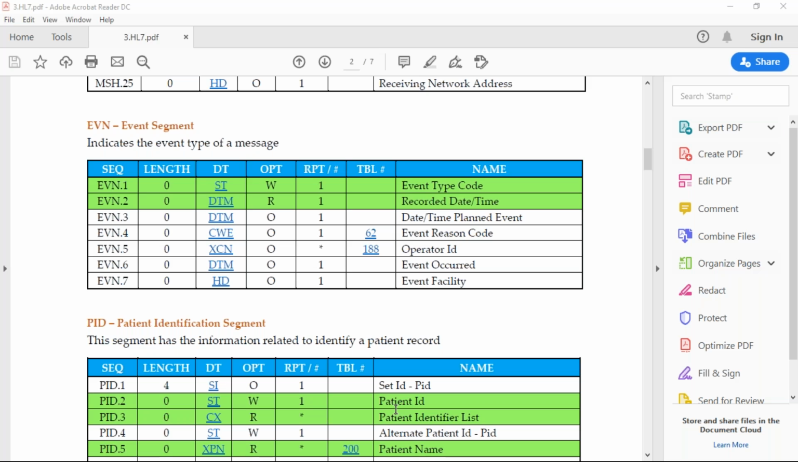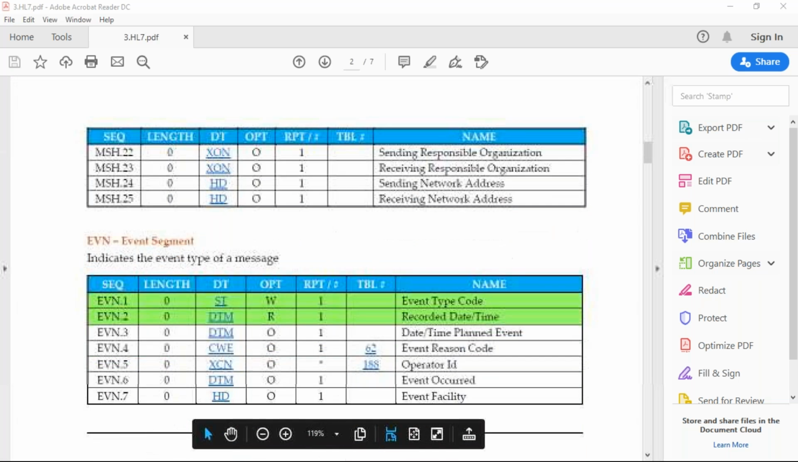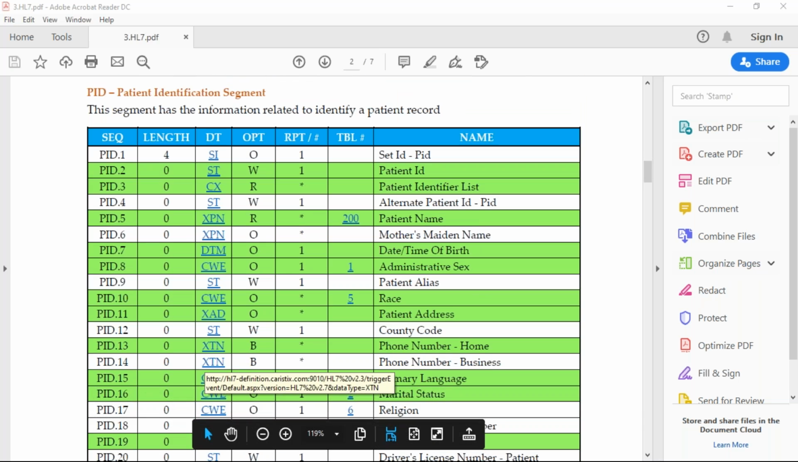So EVN1 will have the event type code, and then EVN2 will have the recorded date and time, which means when that message got generated. We have the same date and time in MSH7 as well. MSH7 has the message generation date and time, right? The date and time of when the message got generated. The same thing is present in EVN2 as well. So you might not see EVN everywhere in all the messages. At times you may see that EVN is not present at all, not only with demographics, but also with other message types. At times it is present, at times you might not see it. So it really doesn't depend on any standard. It's just that in real-time, practical scenarios, a few clients use it, a few don't use it.